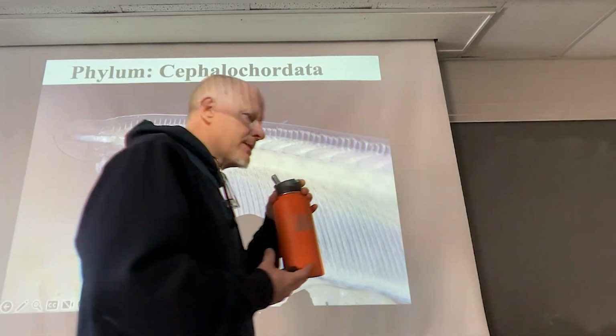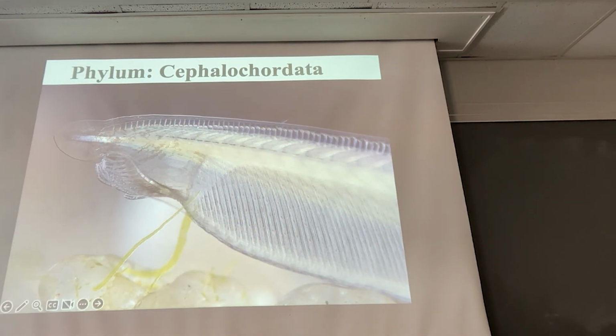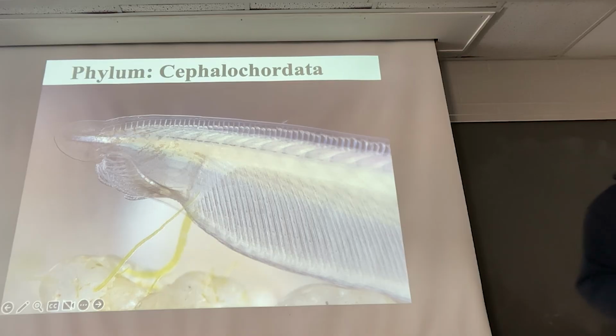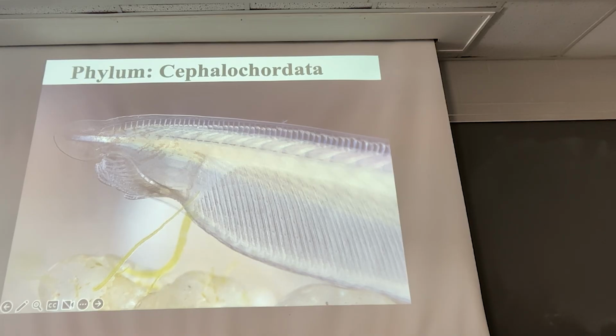So cephalochordates are a phylum within the supraphylum Chordata. And so we did phylum Urochordata. We're doing this phylum now, Cephalochordata. And this is what a cephalochordate looks like. This is a live one in an aquarium.